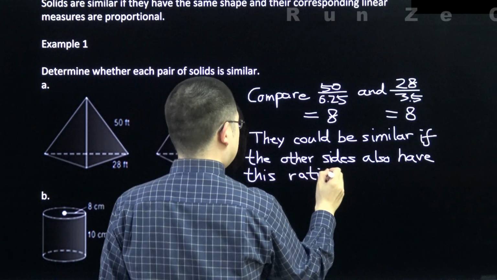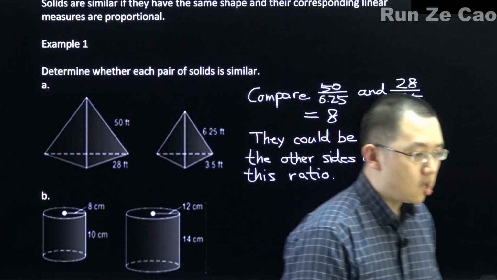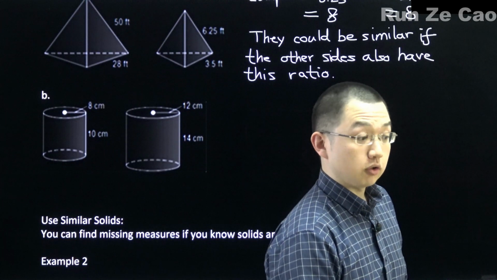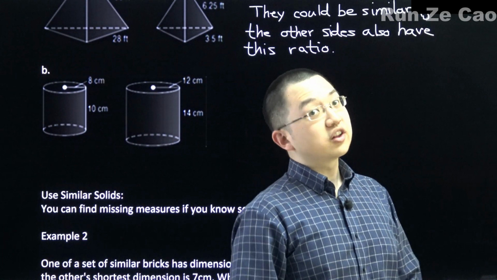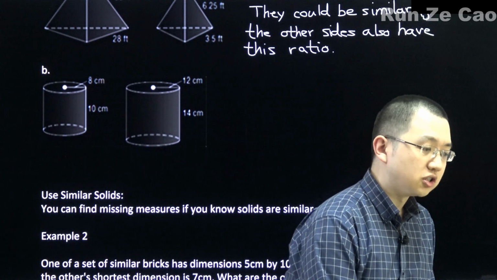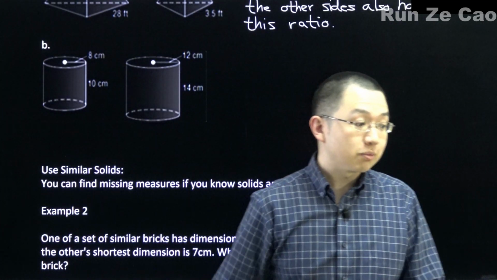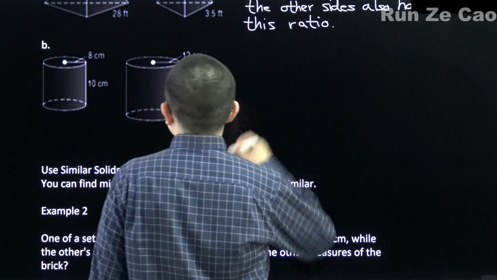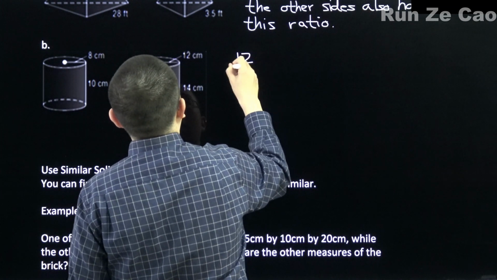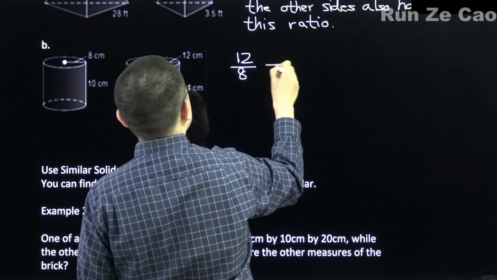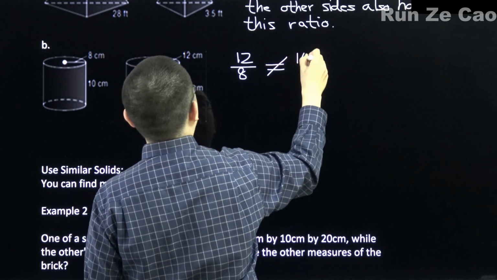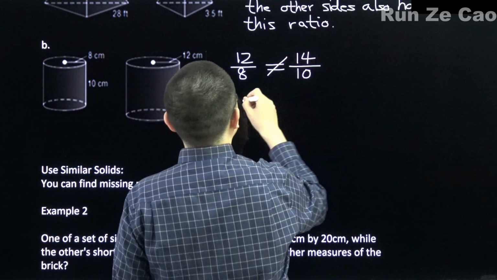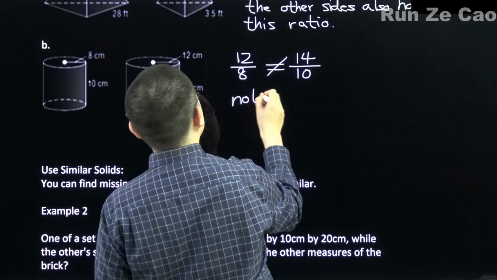Yeah, that's kind of important. You got to make sure all the corresponding sides are proportional, or all the supposedly corresponding sides are proportional, which would make them actually be corresponding sides. So here, 12 over 8 is not equal to 14 over 10. Therefore, not similar.